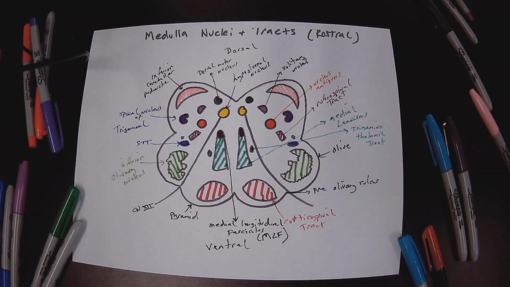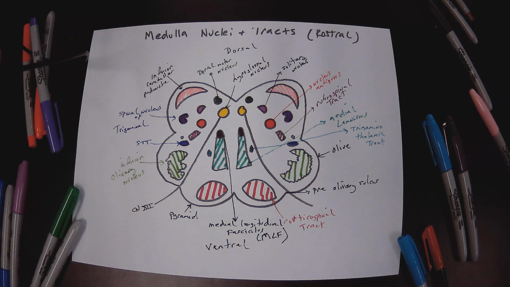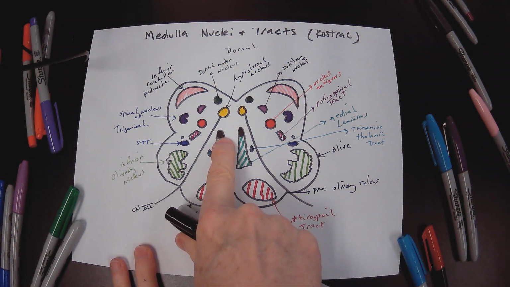Your medial longitudinal fasciculus. We're going to talk about it being a tract where nerves that are responsible for eye movements, coordination of eye movements, travel through. When we get to the vestibular, we'll talk more about it. That's your medial longitudinal fasciculus.